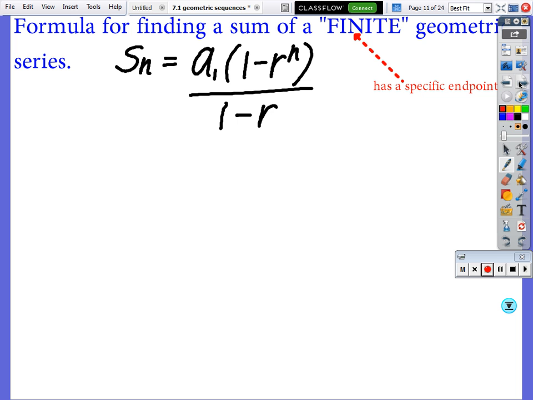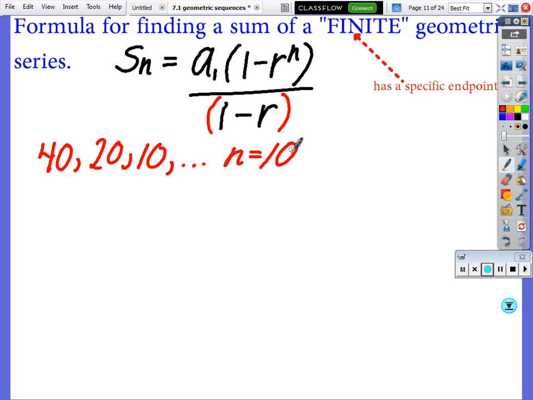With this one, you've got to be really careful when plugging things into your calculator, especially because only r is raised to the n. You do have to put this in parentheses in the calculator as well, or else it will calculate it wrong. So we're going to do number 1 with this formula. Number 1 was 40, 20, 10, but it did say stop at the 10th term. So we know the end here, the 10th term. We found the common ratio, 1/2, and our first term, a sub 1, is 40.